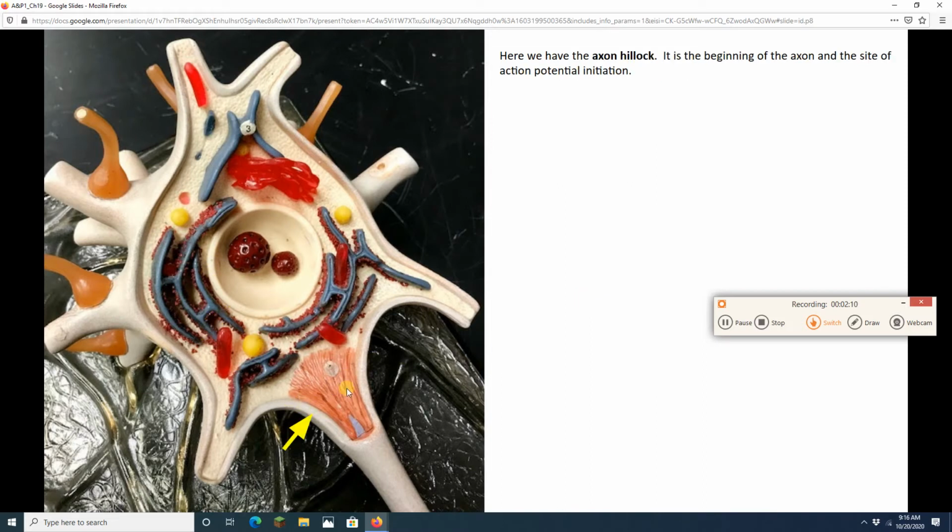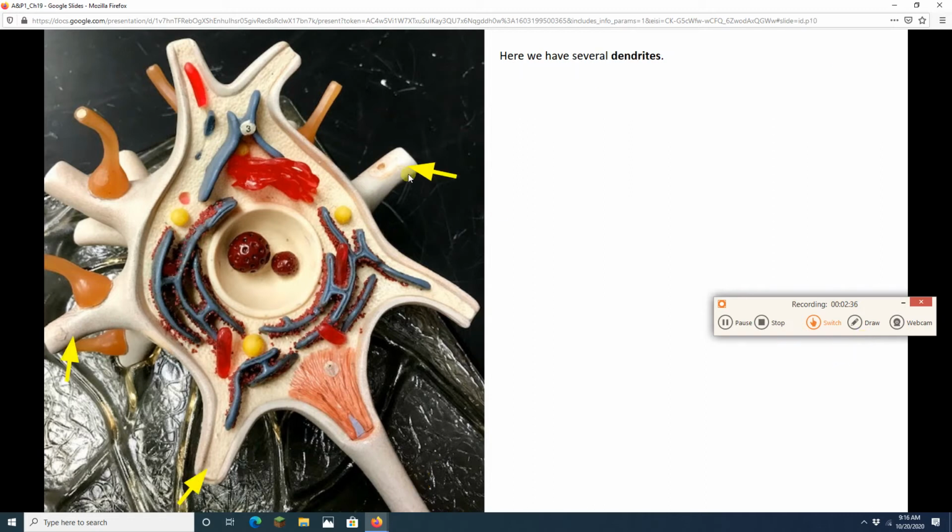Right down here, this is the axon hillock, the beginning of the axon and the place where an action potential is going to start. If we keep going, we got the axon. What we're seeing here, the gray is the plasma membrane of the axon, and that plasma membrane is known as the axolemma. Lemma means covering, so it's the covering of the axon.